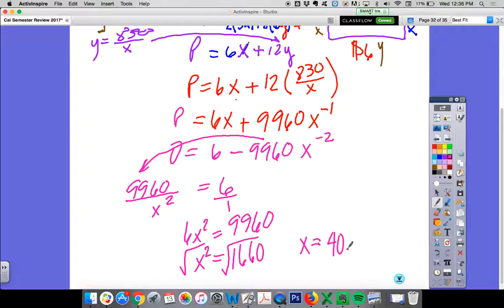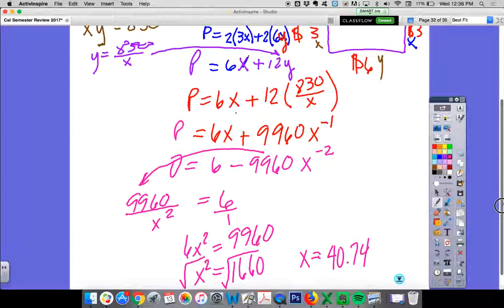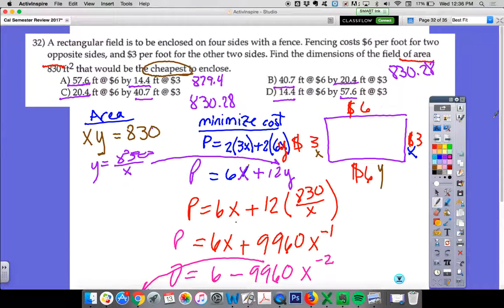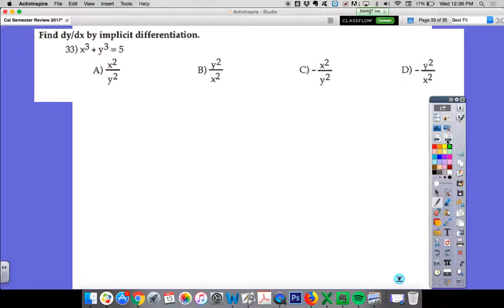Forty point what? 74. Does that help us with our answer? Yep. Because I got my x part. The x part here is 40.74. So that means B. Okay, because the x needs to go with the 3. So 40.74 goes with. Okay, no, wait a minute. 40.74 goes with $3. It's C. There we go. So yeah, that one was a pain in the butt. It really was. Sorry about that.